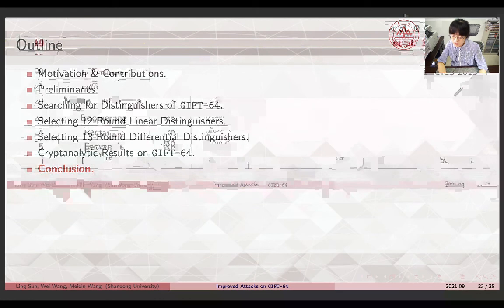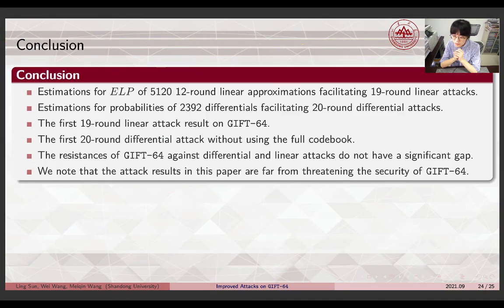Now we finish all the content in the paper and give a conclusion. In this work, we estimate ELP of 5,120 12-round linear approximations and the probabilities of 2,392 differentials facilitating linear and differential attacks respectively.